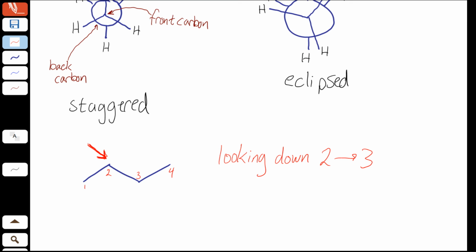So let's draw that. That means that our front carbon is going to look like this, just as we have it in the model. Okay. And then we've got our circle, and our back carbon is like that. And then if you look on the sides, we have hydrogens. So hydrogen, hydrogen, hydrogen, hydrogen. You can put those in.